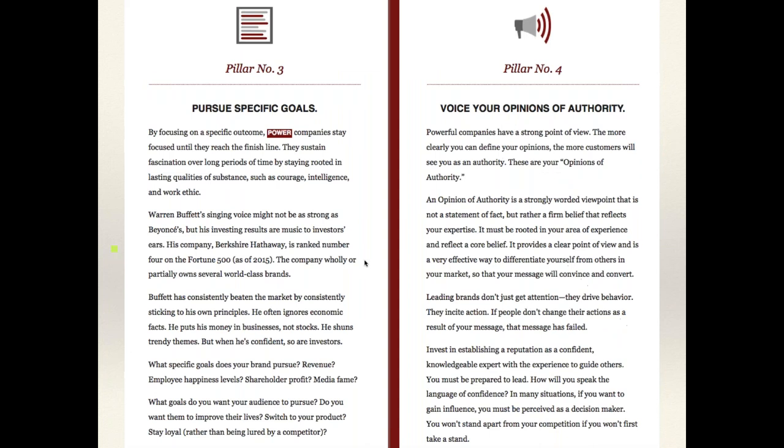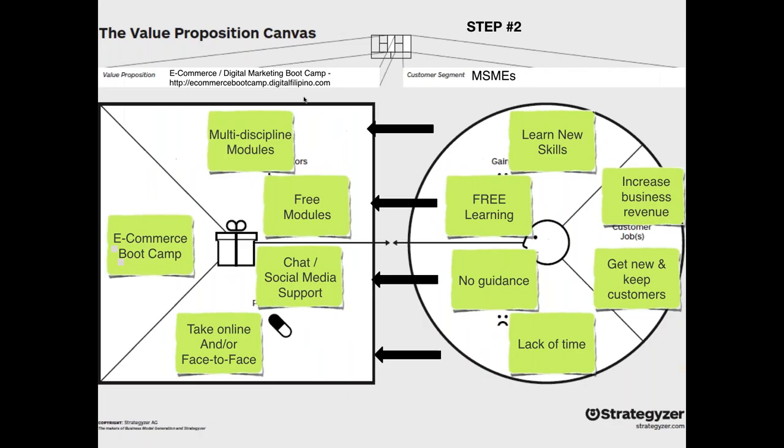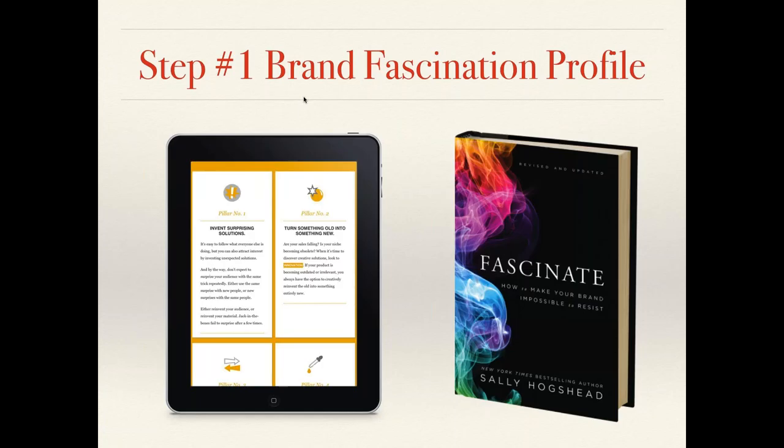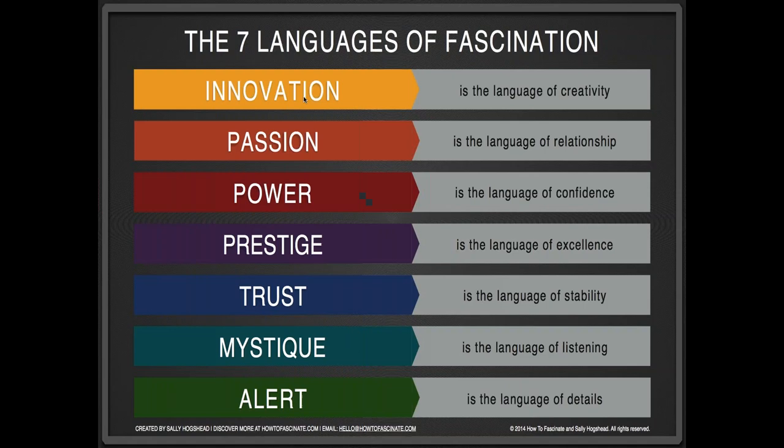Okay, I believe we have a question here. Jarvis asks, is it possible for a brand to have two or more adjectives for brand fascination? Actually, what happens there, Jarvis, is that you will have a primary brand fascination. However, when you do your communication, usually what happens is that you will have to do a brand hack. A brand hack is where you do a combination.